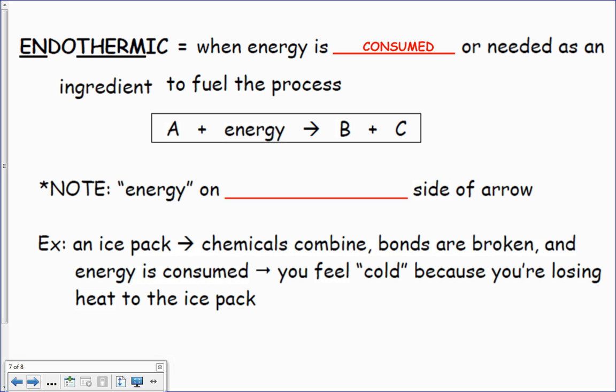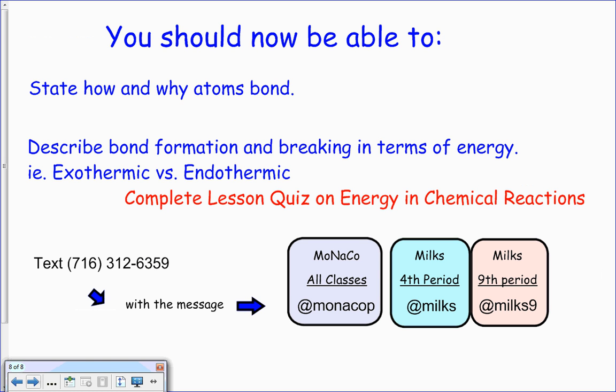So now, of course, energy is going to be on the reactant side. We'll get into reactant and product when we get into equations. It's on the reactant side. Think of an ice pack. Chemicals combine, bonds are broken, energy is consumed. You feel the cold. So now we know a little bit about exothermic and endothermic reactions.